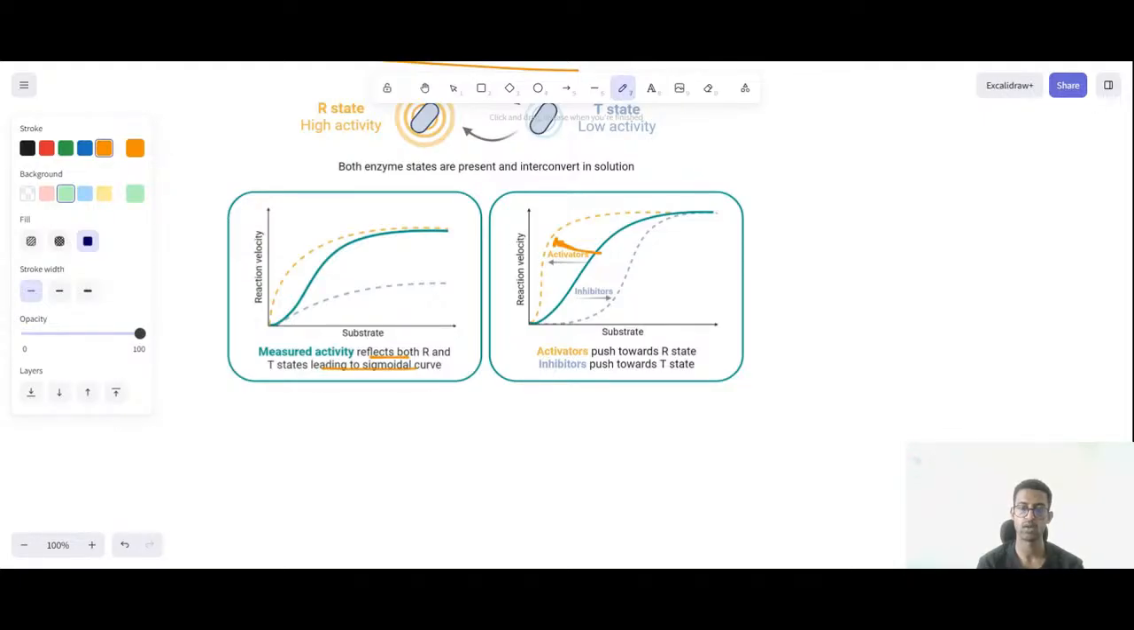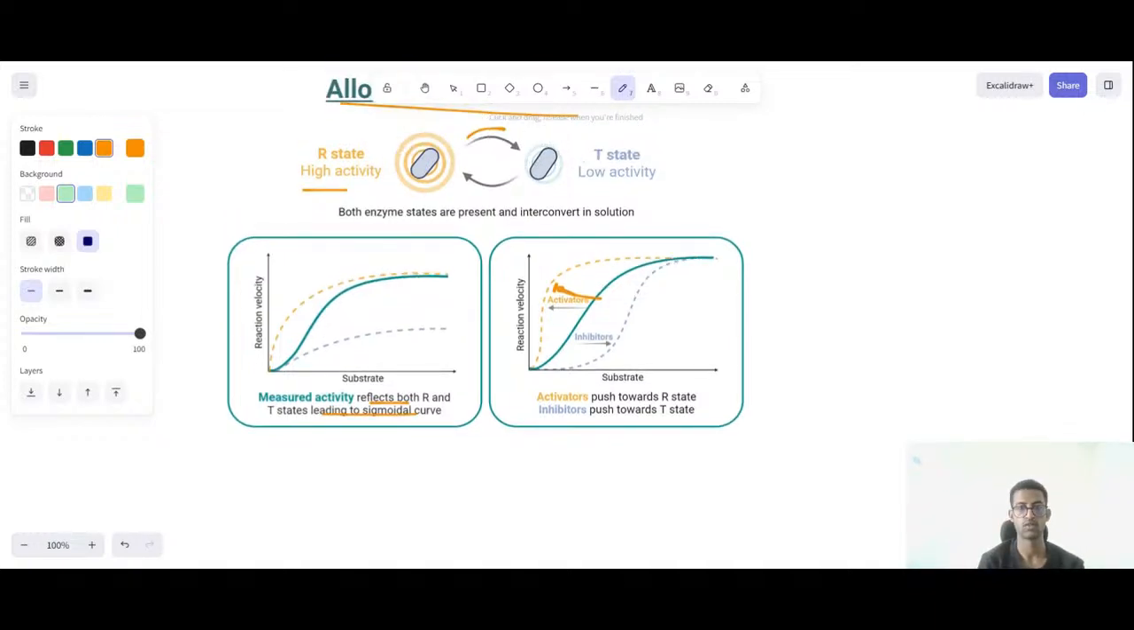Activators push toward the R state. This is the R state, and this is the low state. We said there are just two states. This is the T state. So what they do is, activators push it toward the R state, giving the S kind of shape.